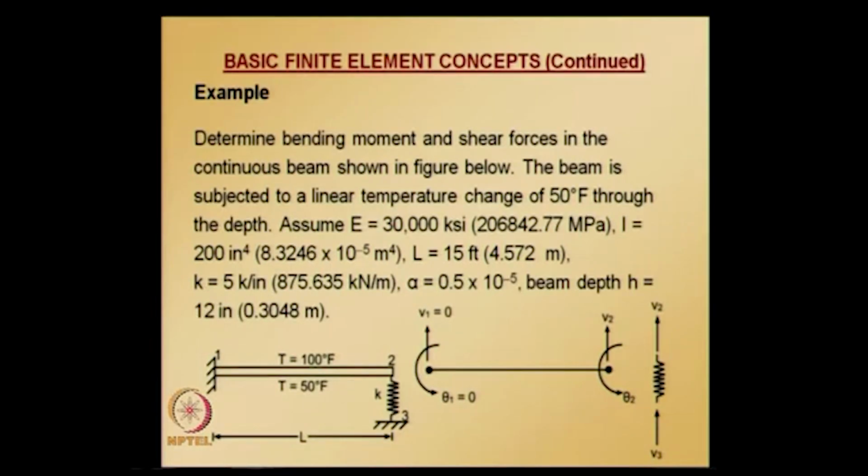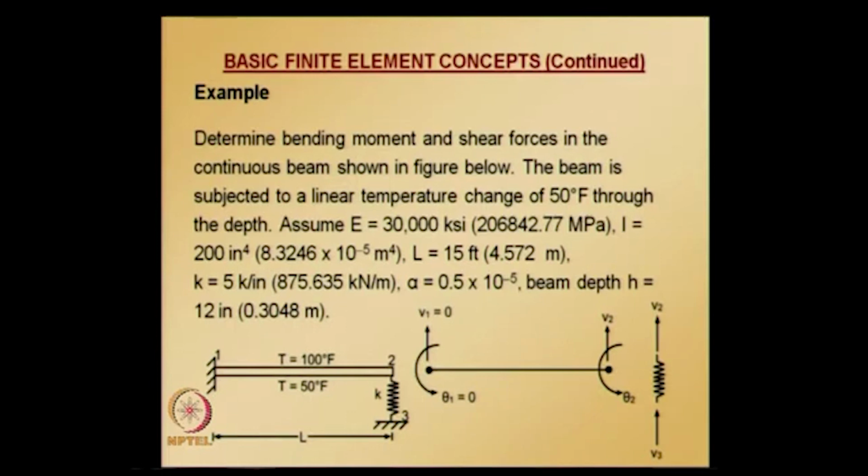So the linear temperature change of 50 degrees Fahrenheit through the depth, that is delta T_T minus delta T_B, that value is 50 Fahrenheit, and the rest of the material properties, Young's modulus, moment of inertia, length and spring constant, coefficient of thermal expansion, height of the beam, all quantities are given there.